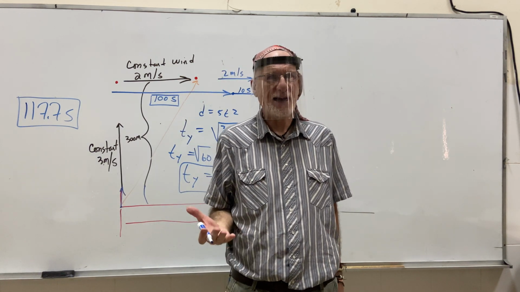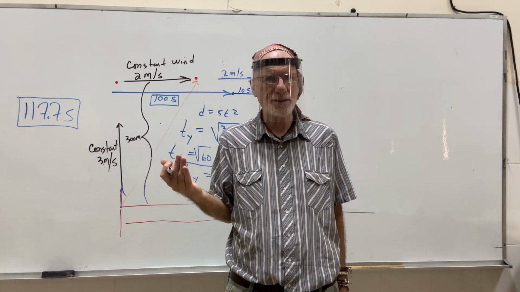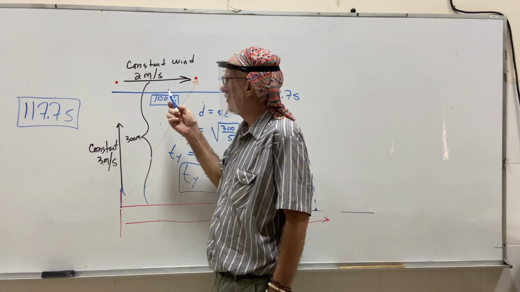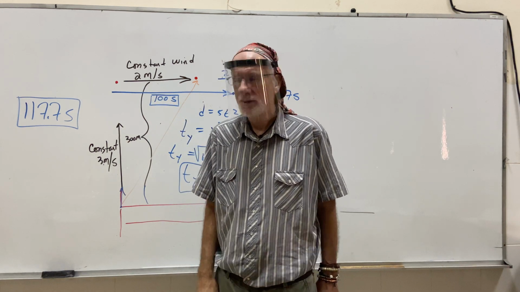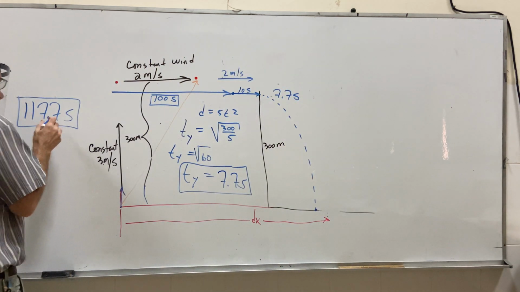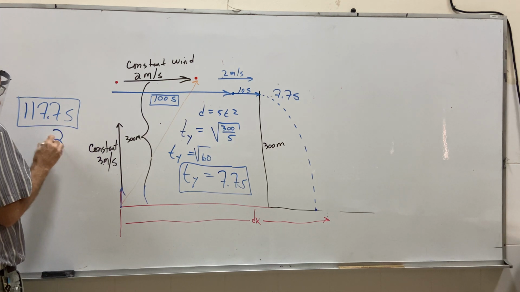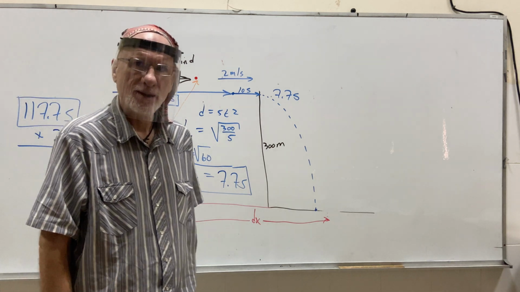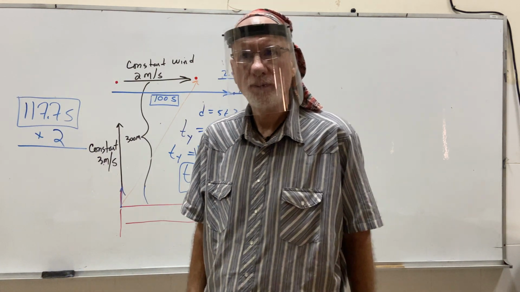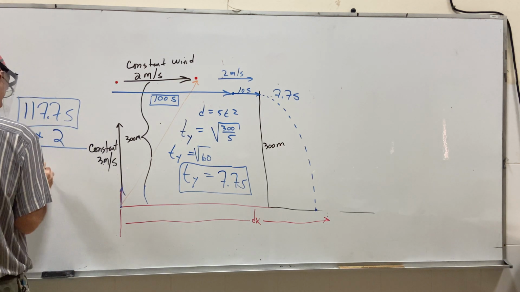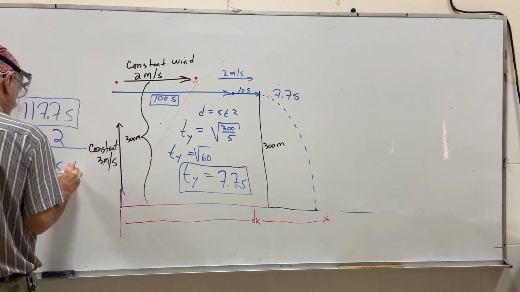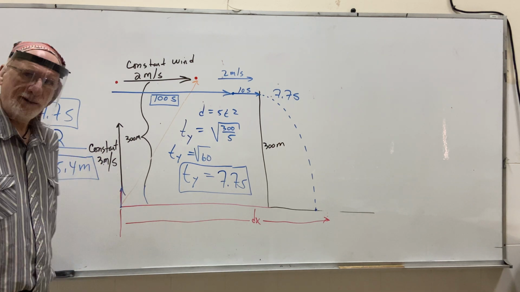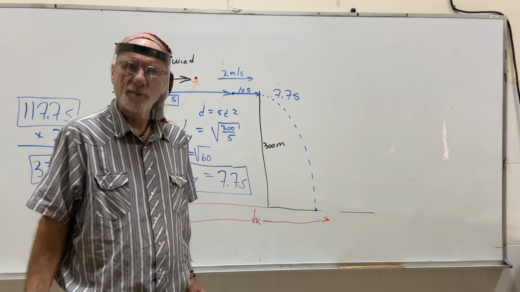How fast is the balloon going and the sandbag? It's moving 2 meters per second, right? So the answer is going to be 117.7 times 2. What is 117.7 times 2? 235.4. 235.4 meters. You get it? You see? Ah, yeah, that's what you mean. Good.